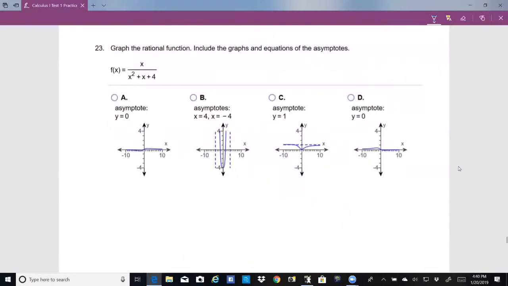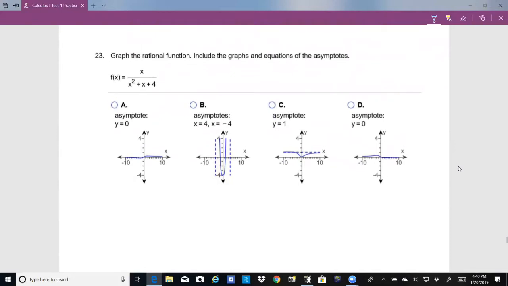Number 23, graph a rational function. Include the graphs and equation of the asymptotes. First of all, for vertical asymptotes, there are no factors in the denominator. So there's no value of x in the denominator that will make it 0.